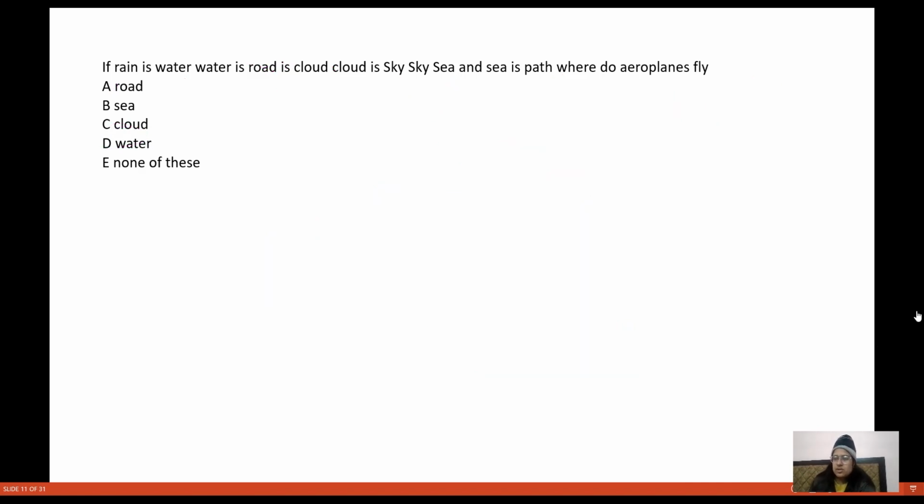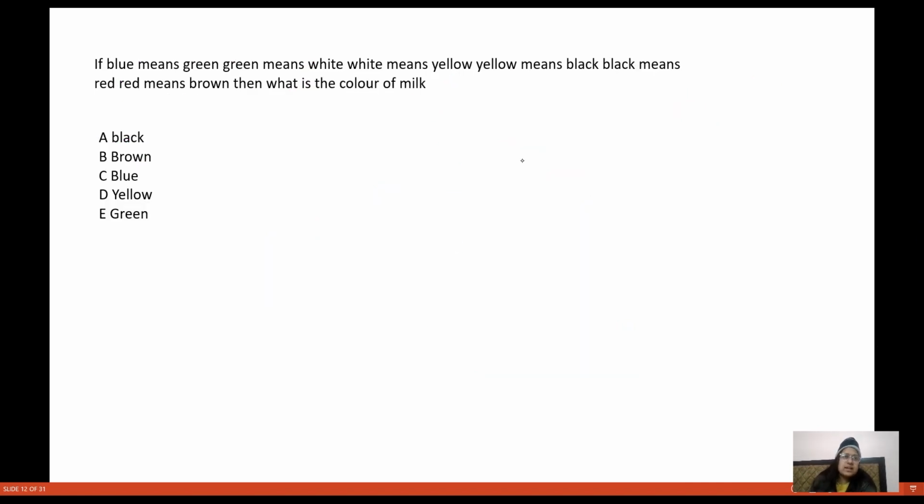So this is simple, don't get confused a lot. And now look at this one. It is saying blue means green, green means white, white means yellow, yellow means black, black means red, red means brown. Then what is the color of milk? White is the color of milk. Now we have to find what is white.